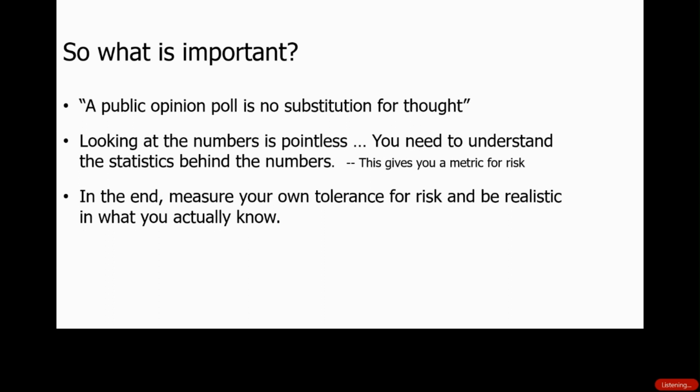Looking at the letters is pointless. You need to understand the statistics behind the letters. So that's something that I encourage you to go out there and seek and do some research on as you become more interested in investing in bonds. In the end, you need to measure your own tolerance for risk and be realistic about what you actually know. And that's some of the best advice I can give you for investing in bonds and also for investing in stocks.